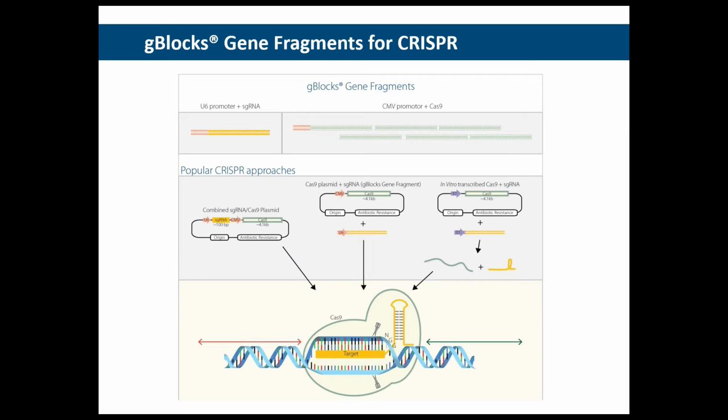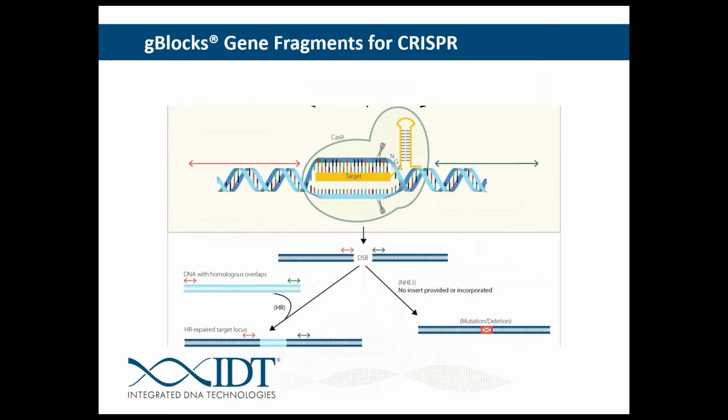Finally, we also have people that in vitro transcribe the single guide RNA and in some cases the Cas9 RNA, and then introduce those RNAs directly into the cell for expression. Once those are entered into the cell, we can look at what happens, and basically we get a double-strand break. From that point, there are two things that can happen.